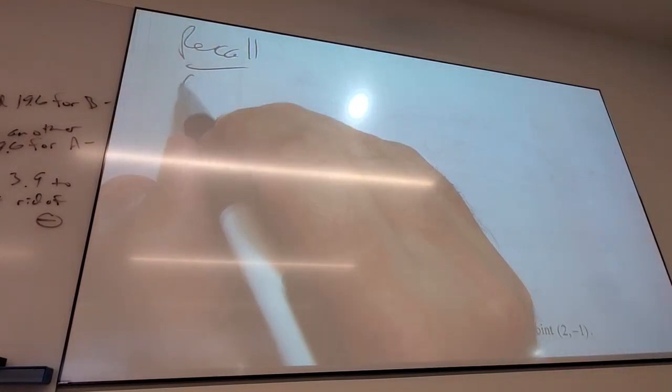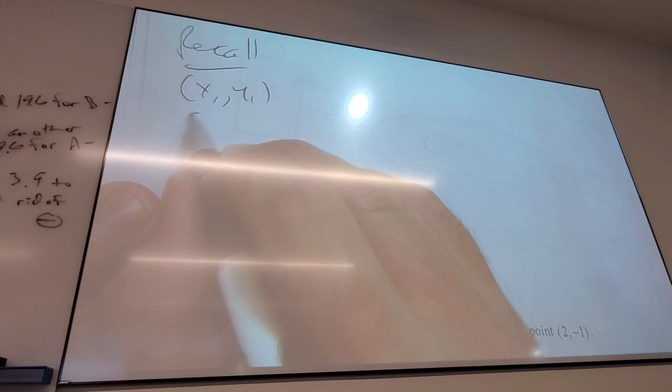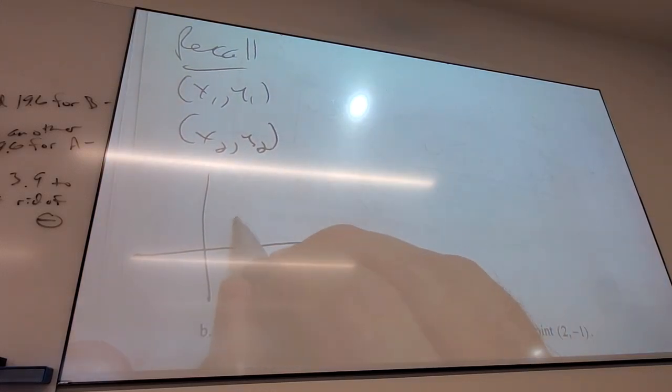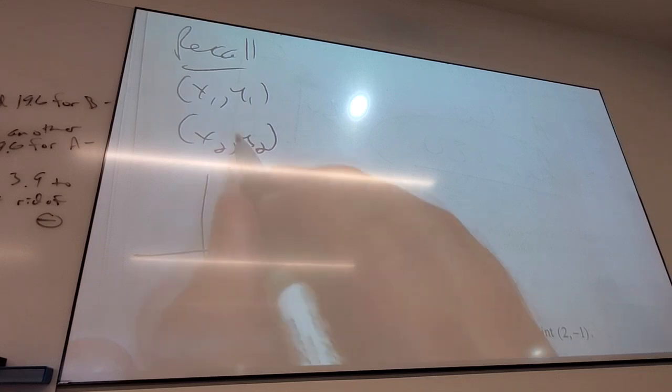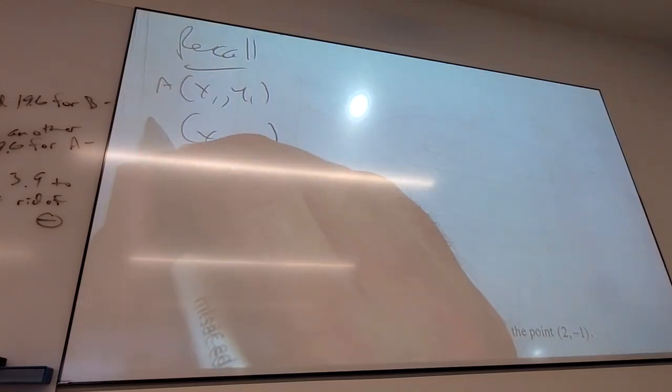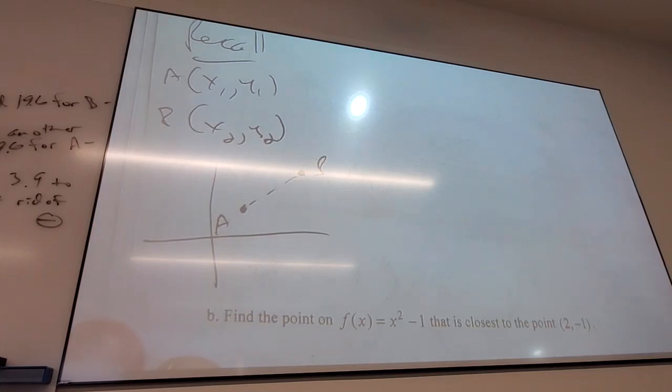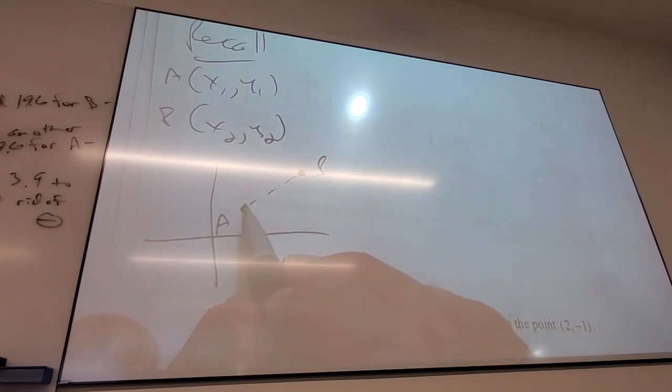Recall, if I have two points, x1, y1 and x2, y2. Say this is x1, y1. So I'll say this is point A and this is point B, okay? I want the distance between them. If I knew how much the x has changed and how much the y has changed, what picture have I just made? What shape?